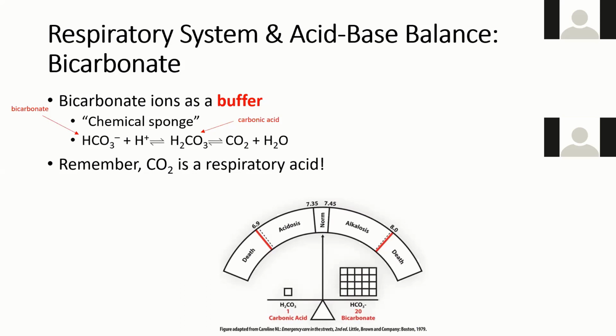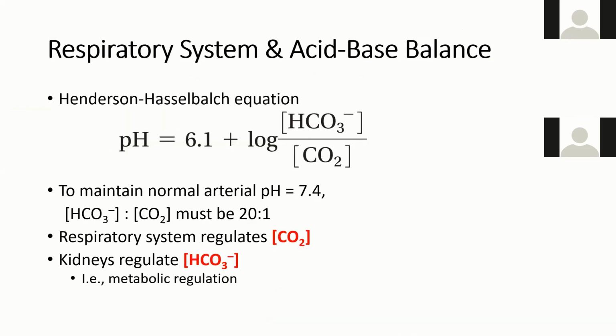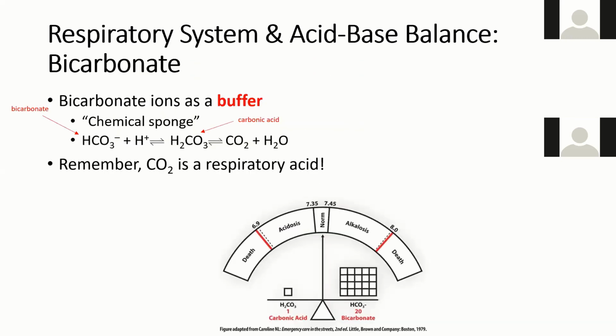Another thing that's going to work as a buffer are bicarbonate ions. So bicarbonate ions act kind of like a chemical sponge. So our bicarbonate ion here, actually let's start from the other side. Our bicarbonate ions are ultimately going to be coming from CO2 in the blood. So if we take our carbon dioxide and water, we can make carbonic acid, and then carbonic acid dissociates into bicarbonate and hydrogen. So our bicarbonate ions can also do the reverse. All of these reactions are reversible.